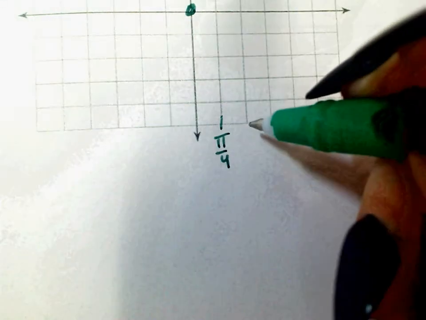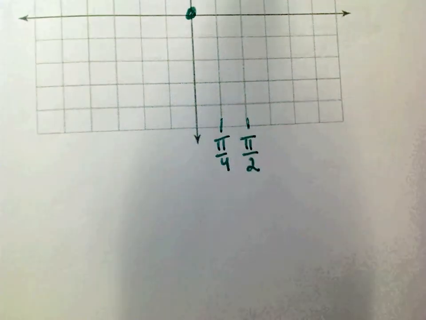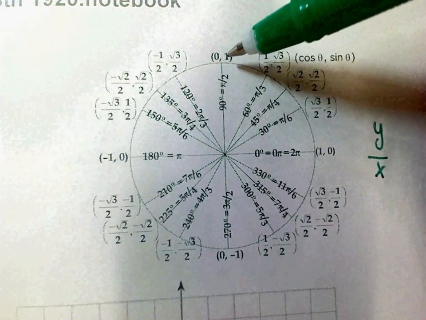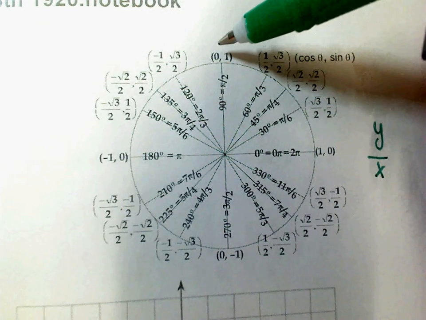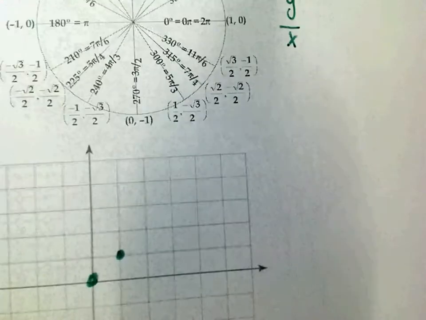Now, if I made this pi over 4, then the next tick mark must be what? Pi over 2. So, at pi over 2, what is tangent? It's undefined, yeah? So let me talk about that for a second. You don't need to, you can just watch for a second, okay?